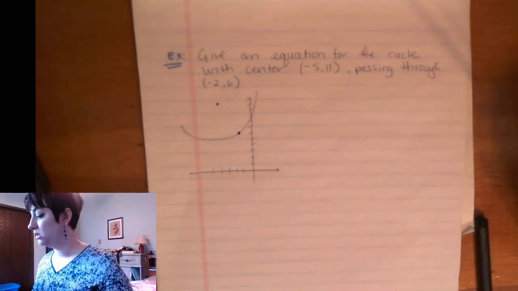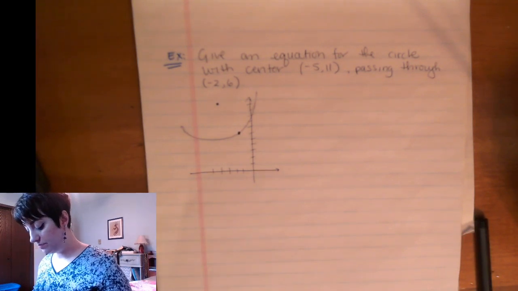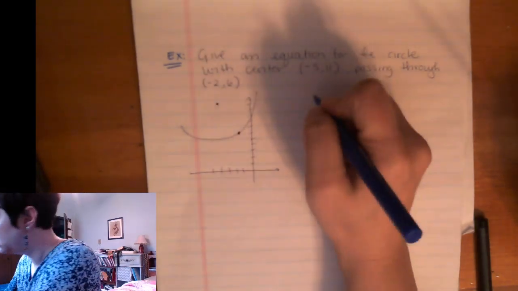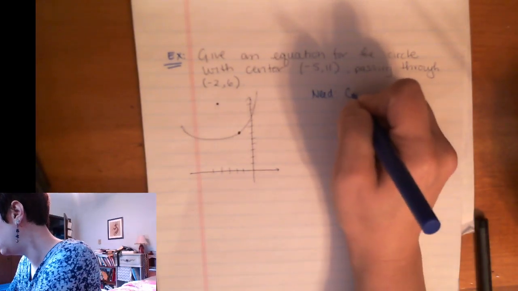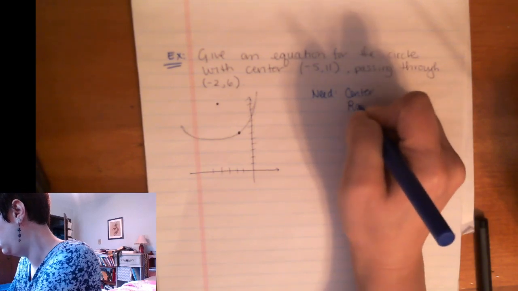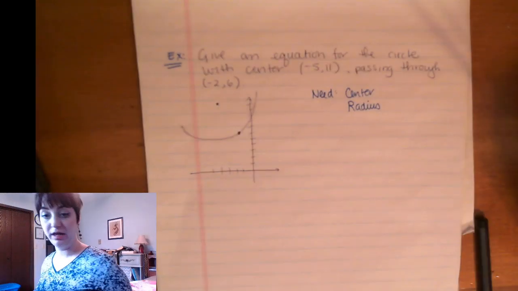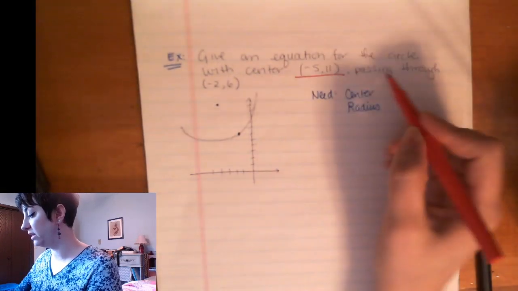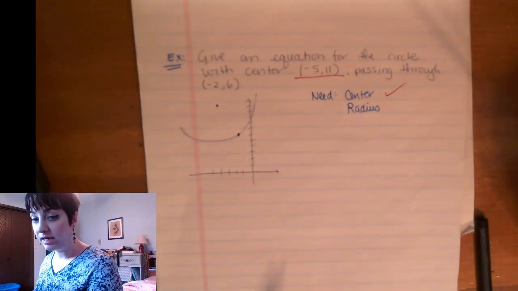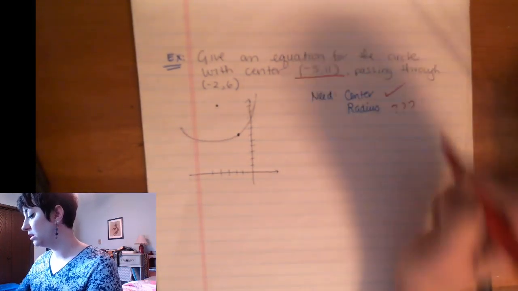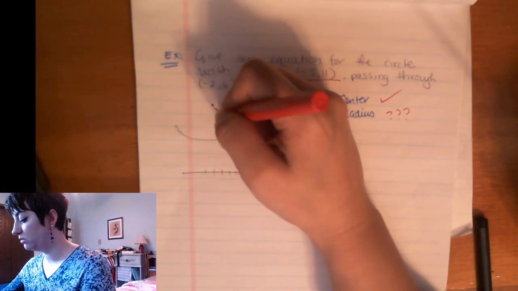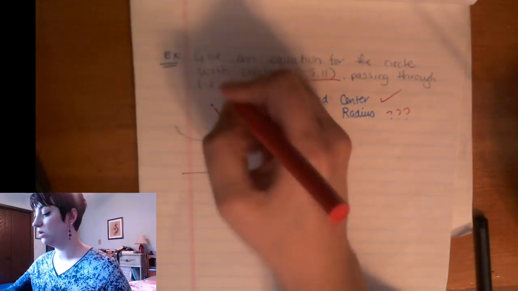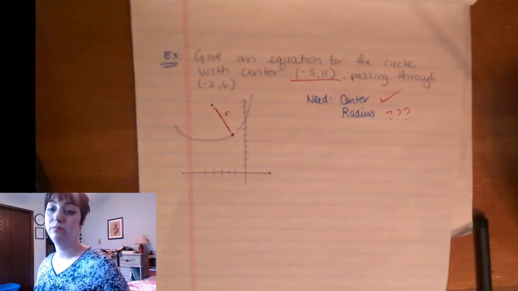Okay, so now that I have a picture, I can sort of see a way ahead. For the circle problems, to write the equation, I need a center and I need a radius. Well, thankfully, I already have a center, right? They gave it to me. It's negative 5, 11. The radius is the thing that I don't have. Now, because they tell me the center and a point that is on the outside of the circle, I'm able to find the radius by using my distance.